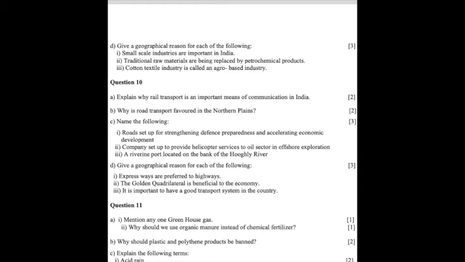Then the last one, it is important to have a good transport system in India. It is important as it easily connects distant places, since India is a large country with huge distances covering all the corners. Then it brings economic development, integrates the whole country, helps in the times of crises, and it brings about the progress of the country. And there is better utilization of resources and of backward areas.